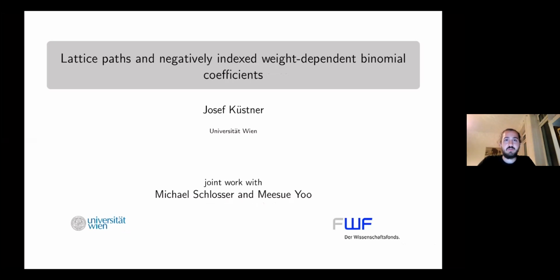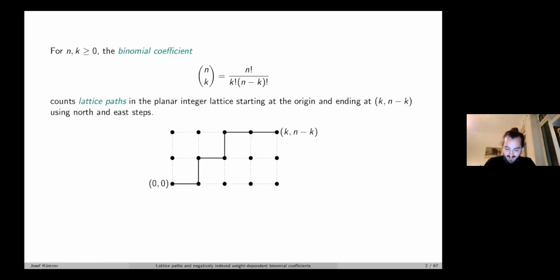So I'm talking about lattice paths and negatively indexed weight-dependent binomial coefficients, which is a very long title, but let me start only with binomial coefficients at first. Very briefly, the binomial coefficients for n, k bigger or equal to 0 are defined like this. I think you all know them, and they count lattice paths in the integer lattice, starting at (0,0), ending at (k, n minus k). So the number of paths from (0,0) to (k, n minus k) with steps going right and steps going up is n choose k.